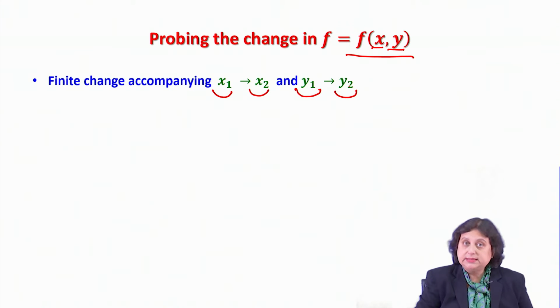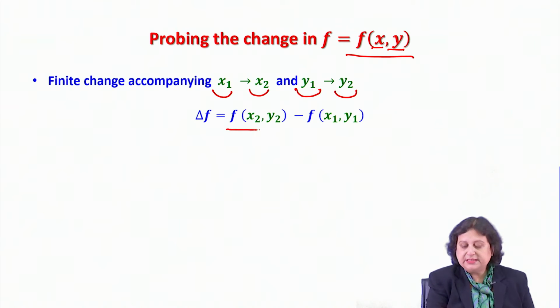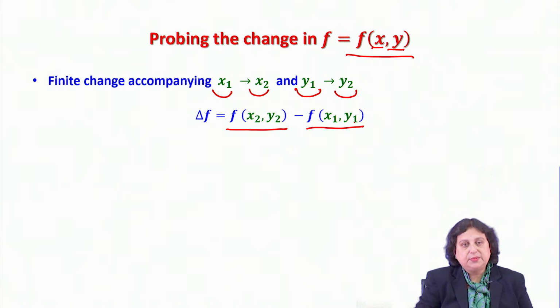The question is, since the value of f depends on the values of x and y, then obviously due to this change in values of x and y, there will be a corresponding change in the value of f as well. So what would be this new value of f? That will be the value of f estimated at the new point, that is x2 and y2, minus the value of f estimated at the old point where x was equal to x1 and y was equal to y1.